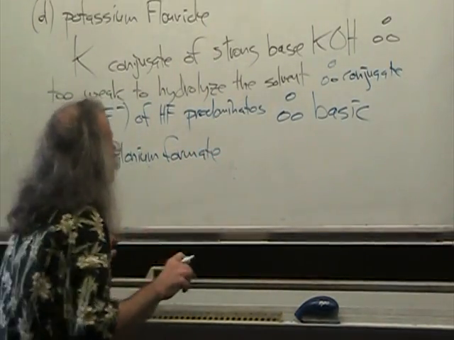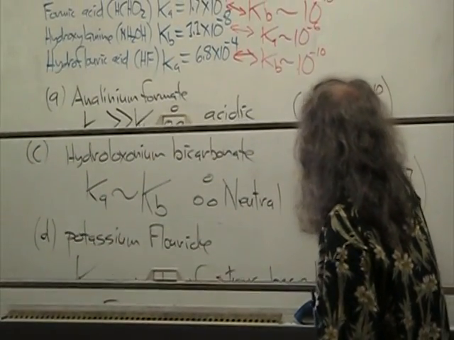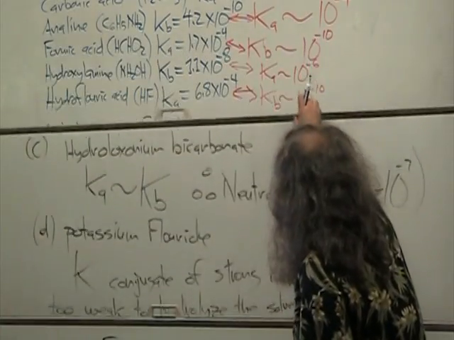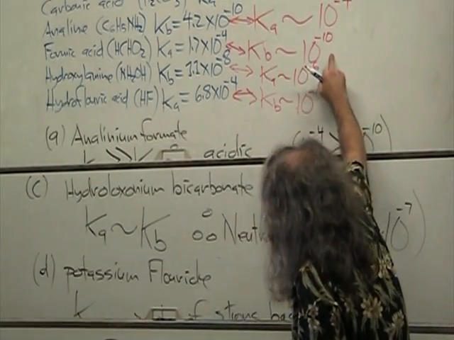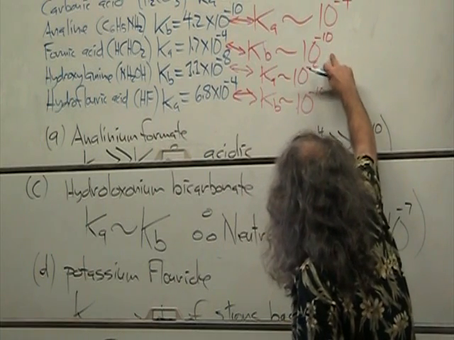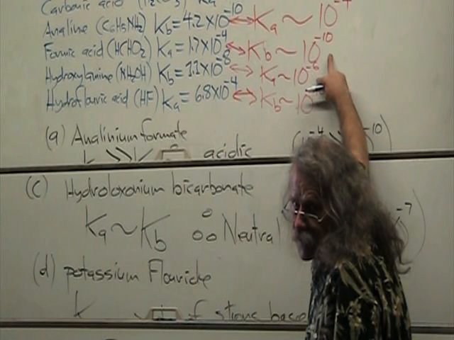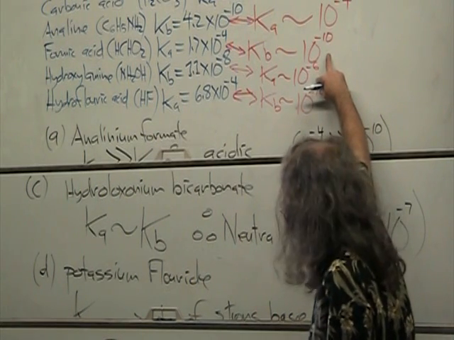And now, I'm going to go back and look at my data. Formic acid, 10 to the minus 10. Hydroxylonium, 10 to the minus 6. 10 to the minus 6 divided by 10 to the minus 10. What? 10 to the 4th. That's 10,000, much bigger than 100.